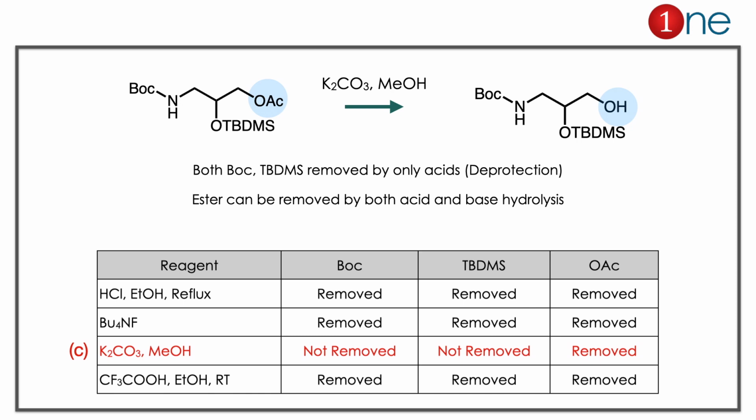So let us look at the reagents. HCl and ethanol is the acid, it removes everything. Similarly, ammonium bromide is a kind of Lewis acid, it removes all, which is Boc, TBDMS as well as acetate. Then you are using the base. Base cannot remove Boc and TBDMS, only the ester will be removed there, which is the required answer. The other is also a strong acid, it removes all. So the selectivity is achieved by the base, a simple reagent, because only the ester is hydrolyzed by the base.